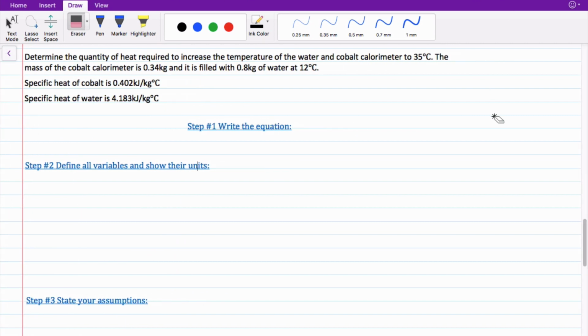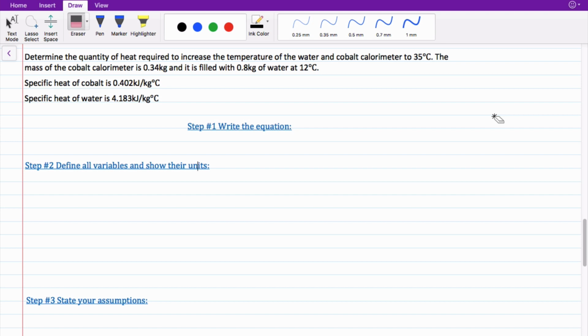it is determine the quantity of heat required to increase the temperature of the water in a cobalt calorimeter to 35 degrees Celsius. The mass of the cobalt calorimeter is 0.34 kilograms and is filled with 0.8 kilograms of water at 12 degrees Celsius. The specific heat of cobalt is 0.402 kilojoules per kilogram Celsius, and the specific heat of water is 4.183 kilojoules per kilogram Celsius.